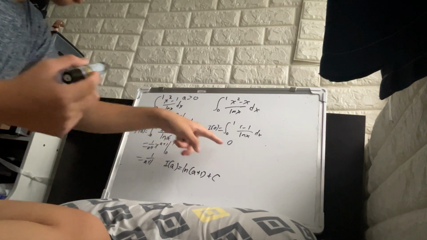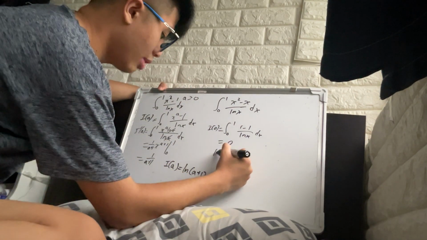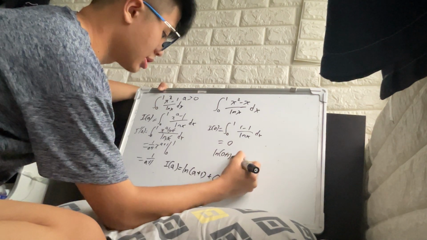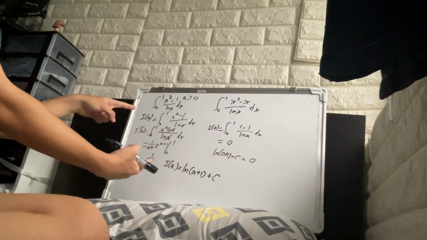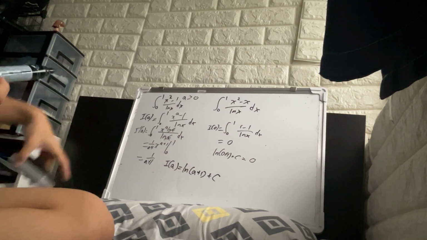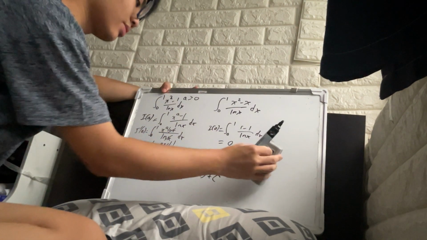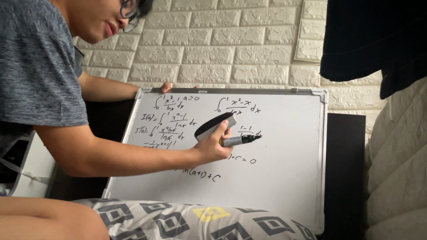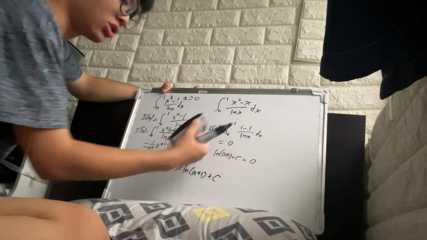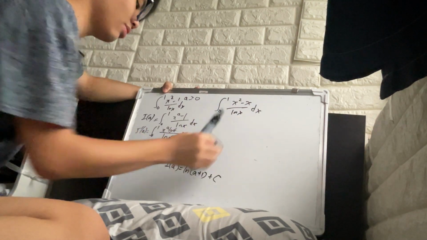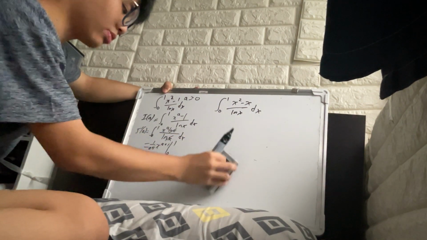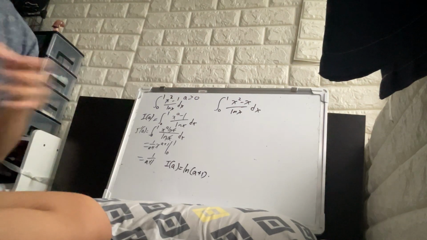Put 0 into it: ln of 0 + 1 plus c is equal to 0, because they equal each other. ln of 0 + 1 is ln 1, which is equal to 0. So c is equal to 0. So I of a is equal to ln of a + 1.